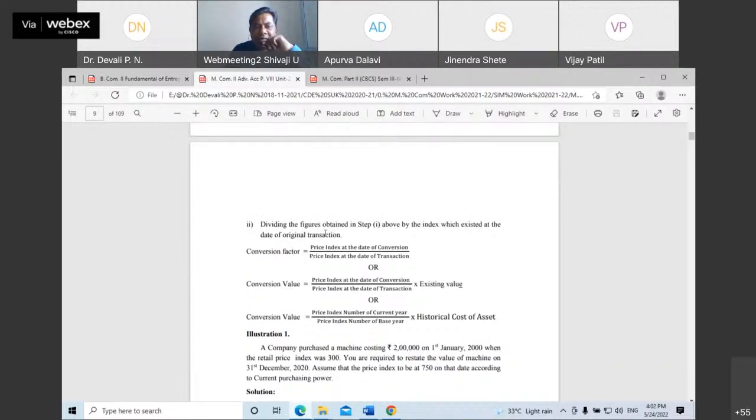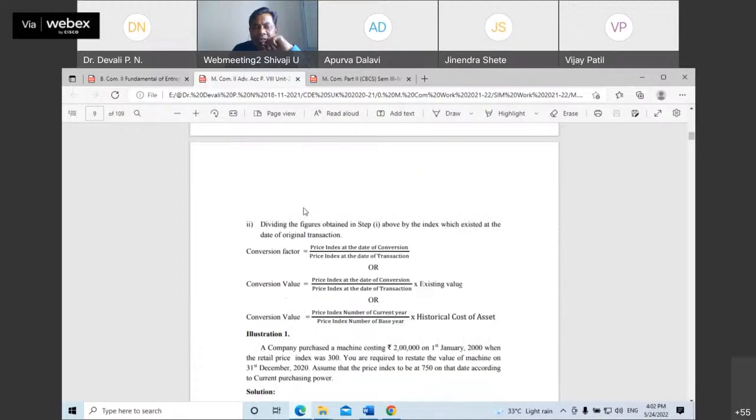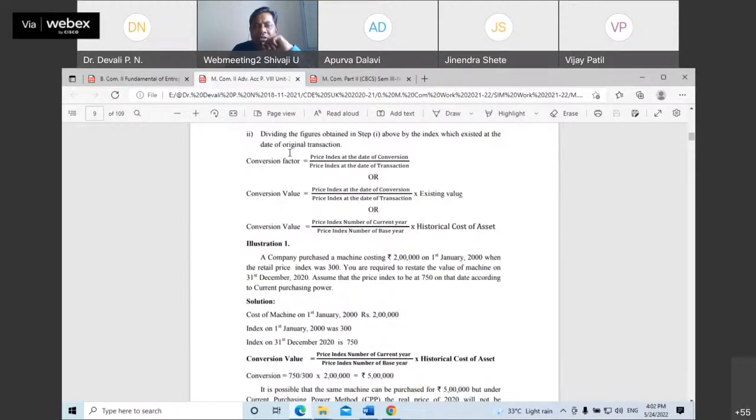The second thing is dividing the figure obtained in step number 1. Whatever figure we get from this can be divided by certain figures. Now see how you get the particular conversion, and this is the formula: conversion factor is equal to price index at the date of conversion upon price index at the date of transaction. This is the simple formula that we get in respect of the conversion factor.